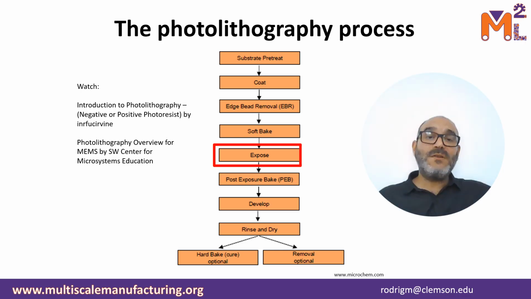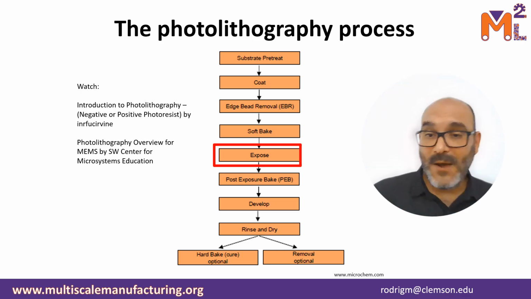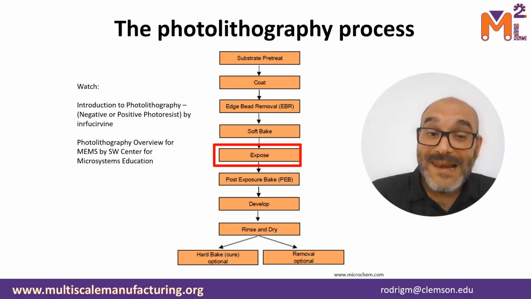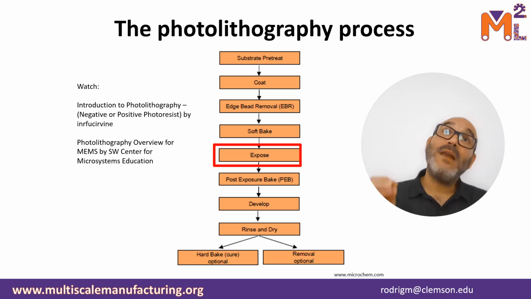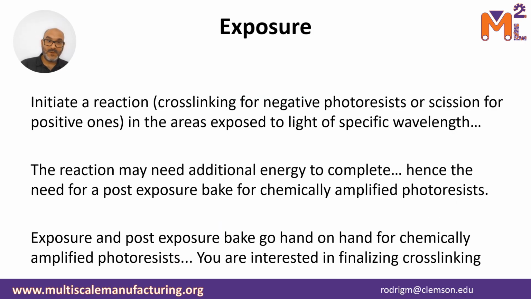Now, after you do the soft baking, then it comes exposure, right? So now it is time to actually expose your photoresist. Hopefully by this time it's a homogeneous layer of resist. You don't have any solvent anymore. So you will actually expose it with a particular wavelength, right?